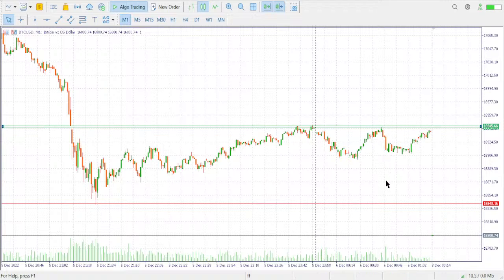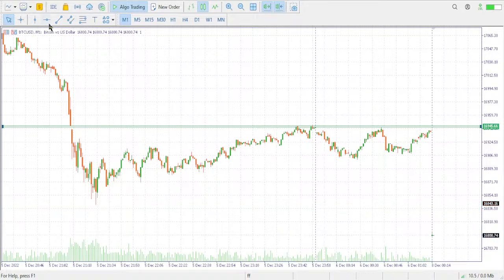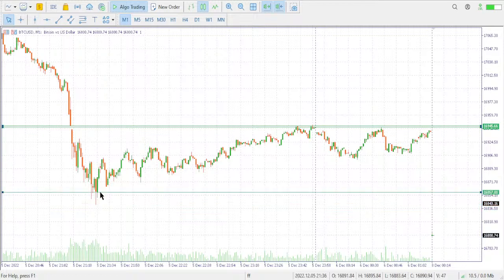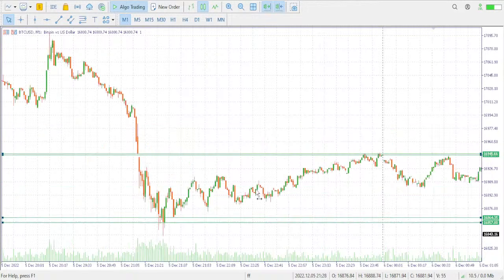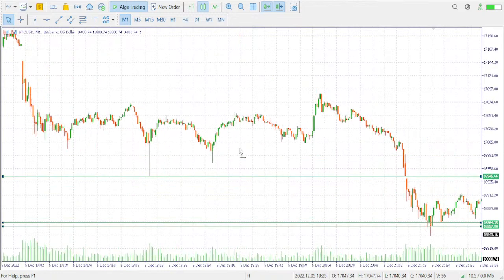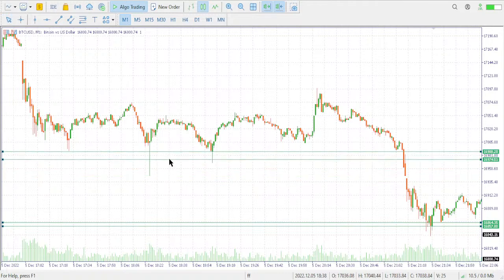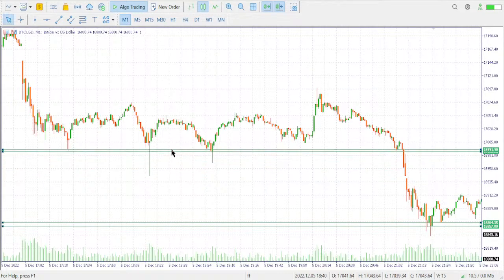So let's say horizontal support level. So we have this one here. You can see we have a very good support here. It has not been used in the past, so we are not interested as such in it, but there is a level here which looks interesting. We have a support there and we have a support there.